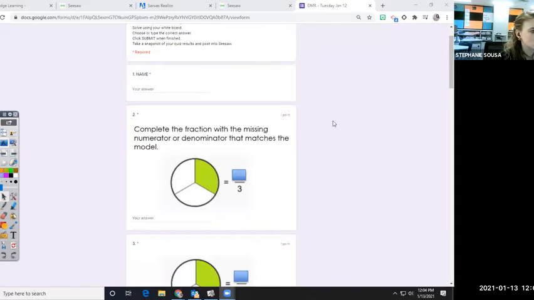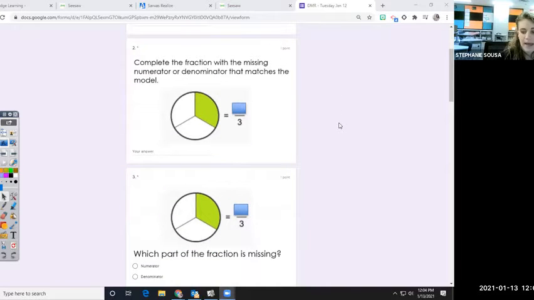Alrighty, we're going to start off with our DMR. This is majority about fractions, okay? You have a lovely math notebook that has all of the answers that you could ever need about fractions right inside of it. It has the vocab. It has the picture models. It tells you what a unit fraction is. So use your notes, people. Use them, okay? This says, complete the fraction with the missing numerator or denominator that matches the model.